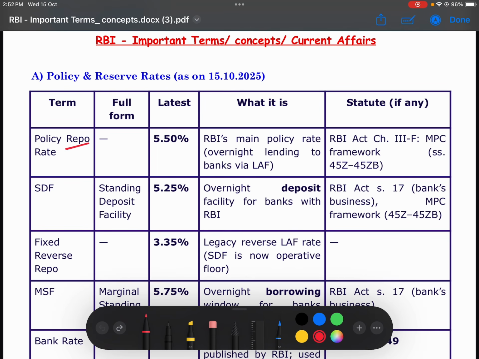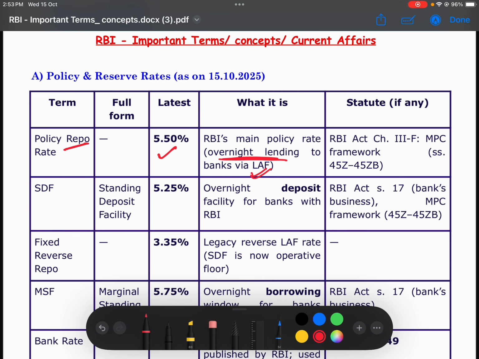First thing is repo rate. Suppose banks want some amount, they may borrow the same from RBI at repo rate. So, it is mainly the overnight lending rate at which banks can borrow money from RBI. It is under LAF, Liquidity Adjustment Facility. The rate is 5.5%.